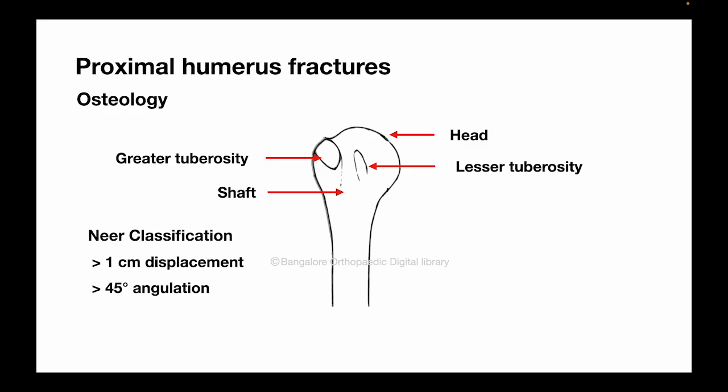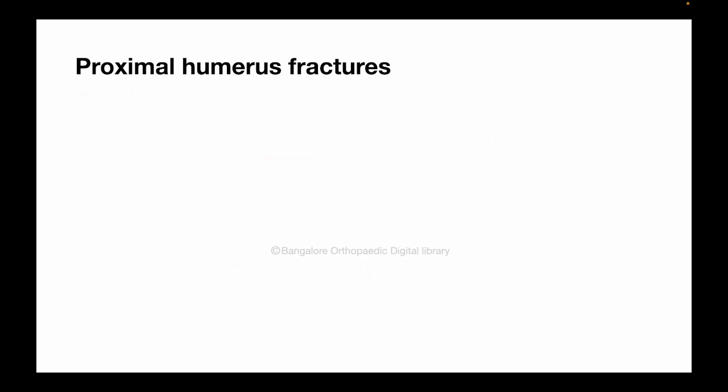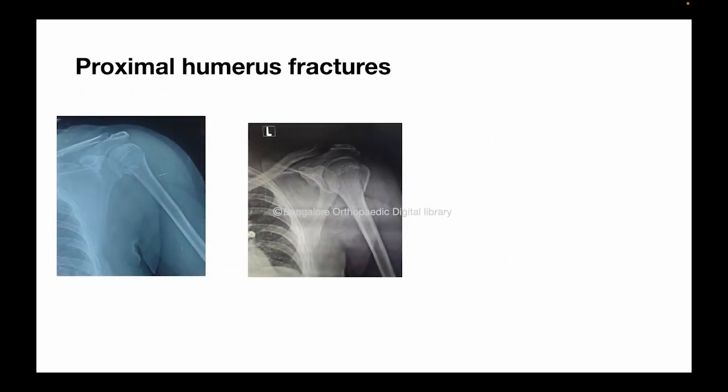The usual etiology is a fall or a road traffic accident. Sometimes, a pathological fracture can happen due to a metastatic deposit. Here you can see a fracture along the surgical neck of the humerus, and here a fracture of the greater tuberosity.